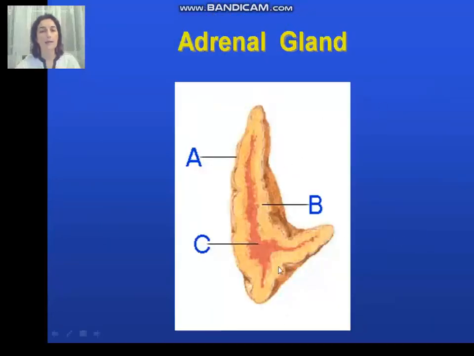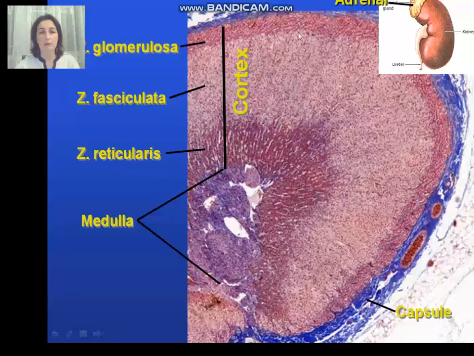Adrenal gland. Adrenal glands are suprarenal glands which are located on the superior poles of the kidneys. Adrenal glands include actually two glands, the cortex and the medulla. They are different glands because they have different origin, different structure and functions. Here we are looking, that is the cortex, and that is the medulla. Here we can see the location of the adrenal gland.